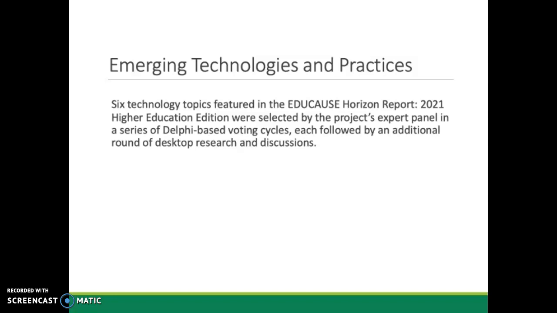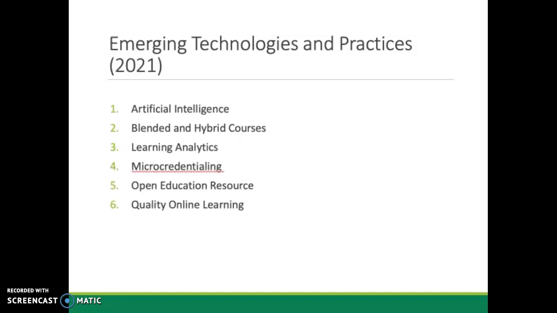If you see the Horizon Report 2021, they selected the project expert panel. They selected a series of Delphi-based voting cycles, each followed by an additional round of desktop research, again the same for emerging technologies and practices as well. Let's look at some of the technology topics for 2021 for teaching and learning. As you can see, number one is artificial intelligence, number two, blended and hybrid courses, then learning analytics, micro-credentialing, open education resources, and quality online learning.